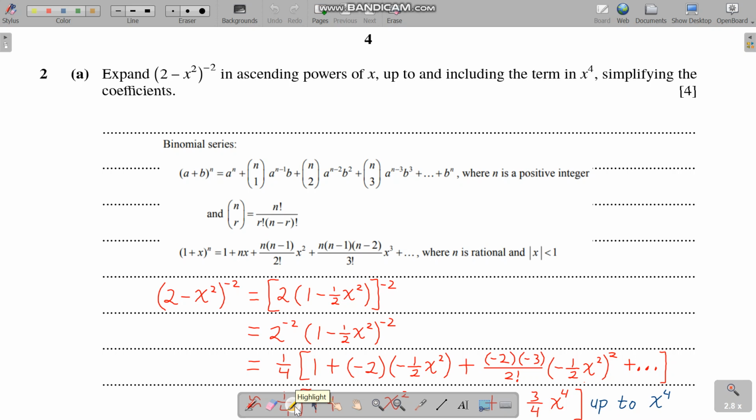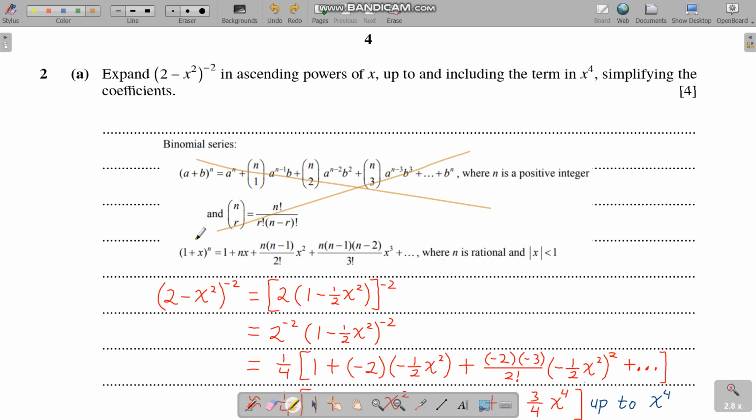This question is about binomial expansion. So first of all, we cannot use this formula because this is for Pure Mathematics 1 Paper 1, because the n must be positive integers and we are dealing with negative or fractional n. So this is the formula we have to use for Paper 3.